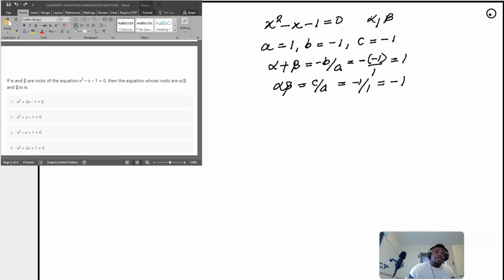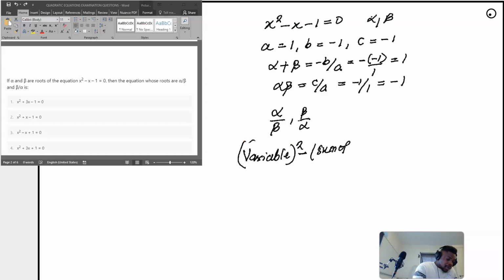So here we're asked to find the equation whose roots are alpha over beta and beta over alpha. Remember, even when you are constructing a quadratic equation using roots, you use this formula: variable squared minus sum of roots times variable plus product of roots is equal to 0.